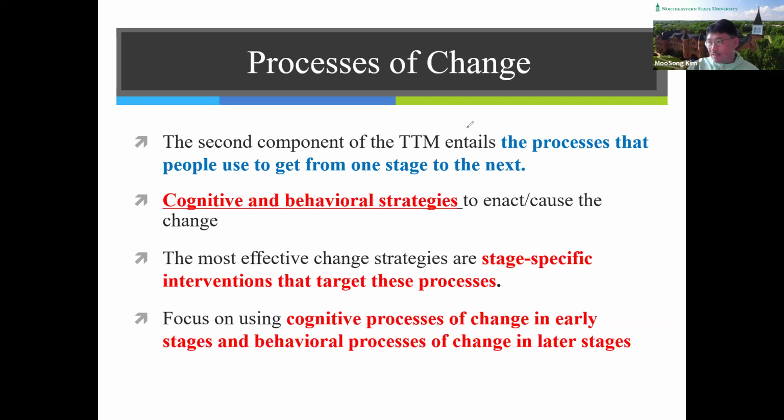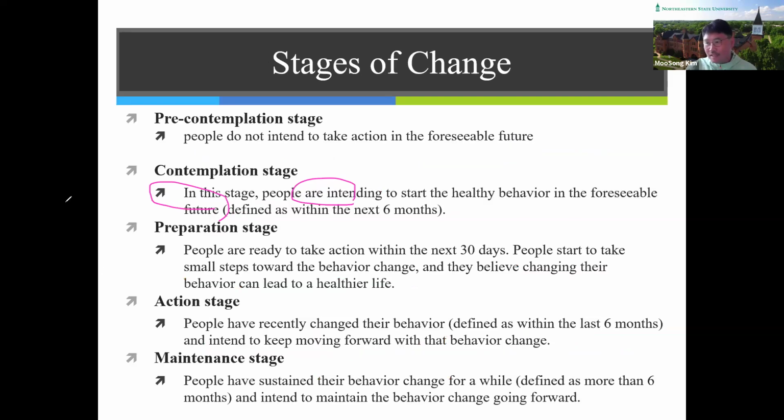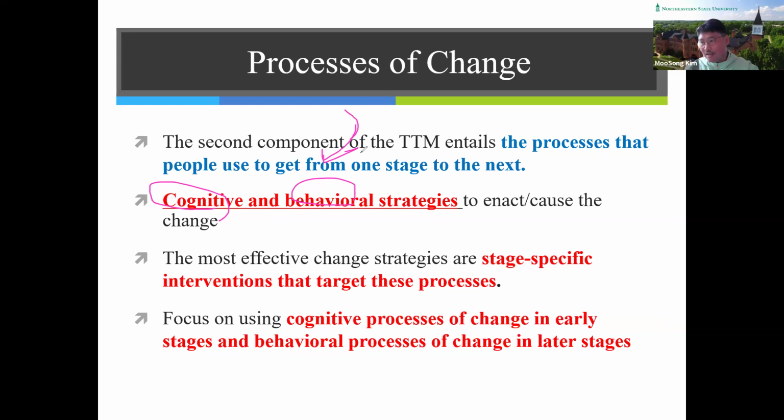And the next component is the process of change. The process of change indicates individuals' strategy for moving on from the previous stage to the next stage. There are 2 different types of strategies, cognitive and behavioral strategies, to cause the change. We talked about these 5 different stages, right? In order to move from pre-contemplation to contemplation, people probably need some strategy. The process of change indicates these kinds of strategies, cognitive and behavioral strategies.